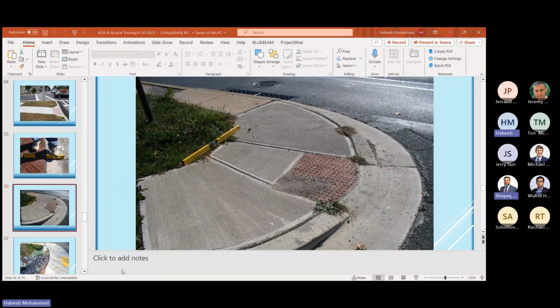On this picture, Habib, go ahead. Zach, if you can give me control, I wanted to show something to the engineers. Okay, let me. Yeah, you requested it. Okay, go ahead.